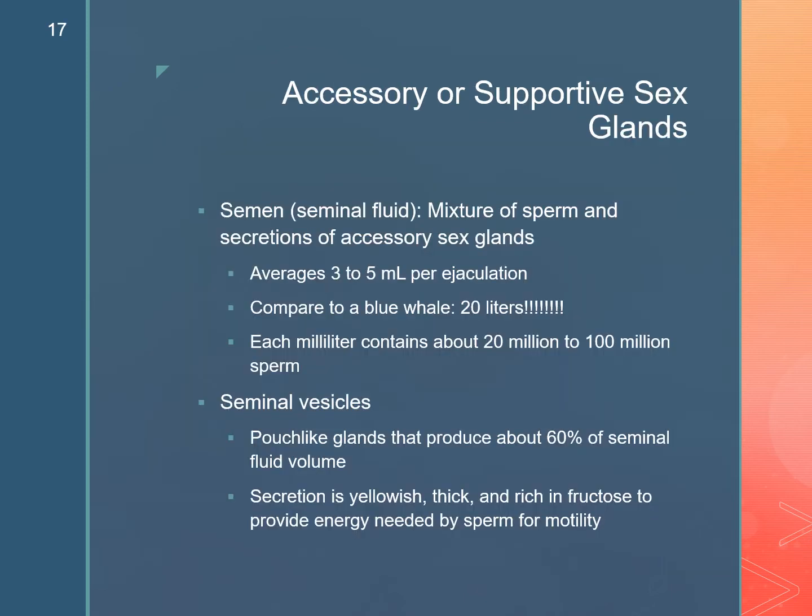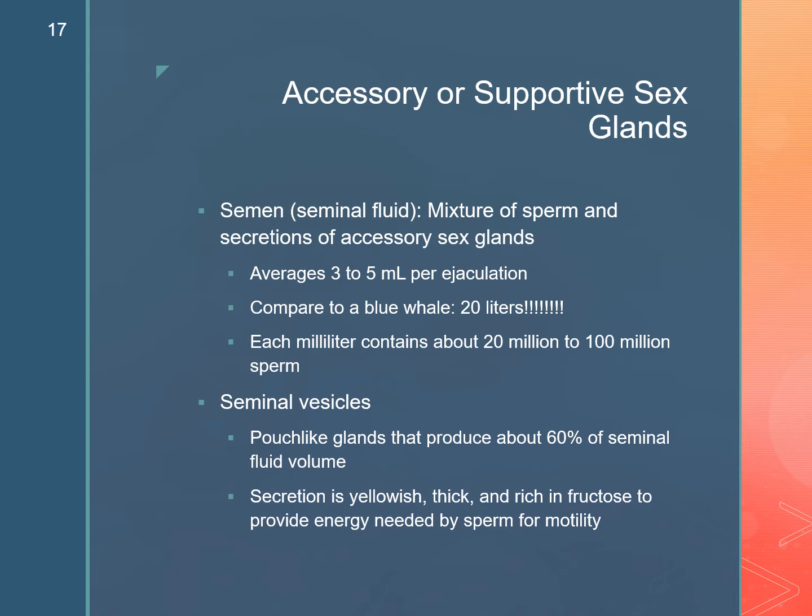Now, semen or seminal fluid is a combination of components from various accessory or supportive sex glands, and the average amount per ejaculation is approximately 3 to 5 milliliters. When you compare that to a whale, it sounds like nothing, which is 20 liters per ejaculation. Now, back to the human male, each milliliter of semen contains about 20 million to 100 million sperm.